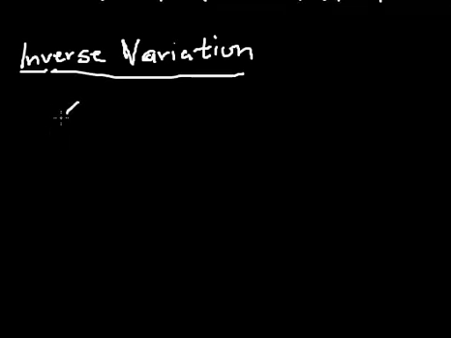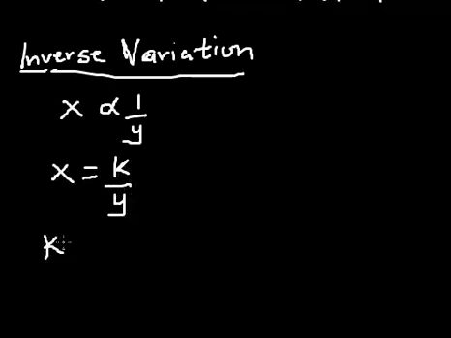For example, if I say that x varies inversely with y, it simply means that x varies as the inverse of y, 1 all over y. So this shows inverse variation when you write it in terms of a reciprocal of the expression on the right hand side. The same process goes through. Of course, I change the sign of variation, and then I need to introduce a constant. In this case x is equal to k all over y. So if I want to get k, I have to cross multiply, so k becomes xy.